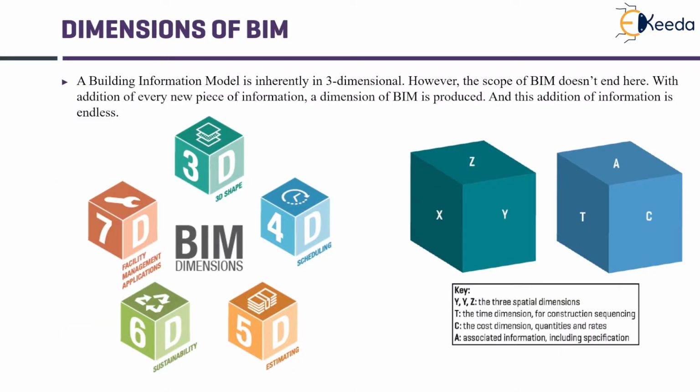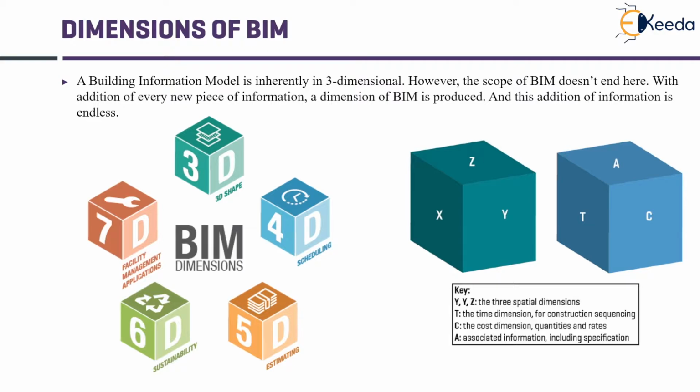Dimensions of BIM. A building information model is inherently a three-dimensional model. However, this does not end the scope of BIM. With addition of every new piece of information, a new dimension of BIM is produced, and thus the addition of information can be endless and the number of dimensions can go to nth D.